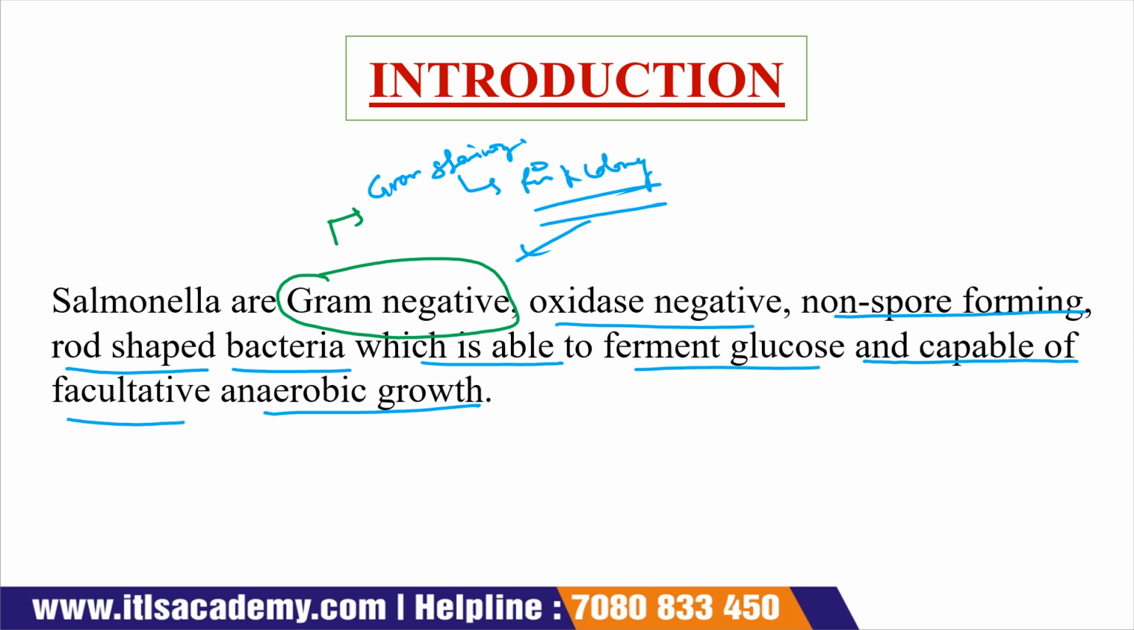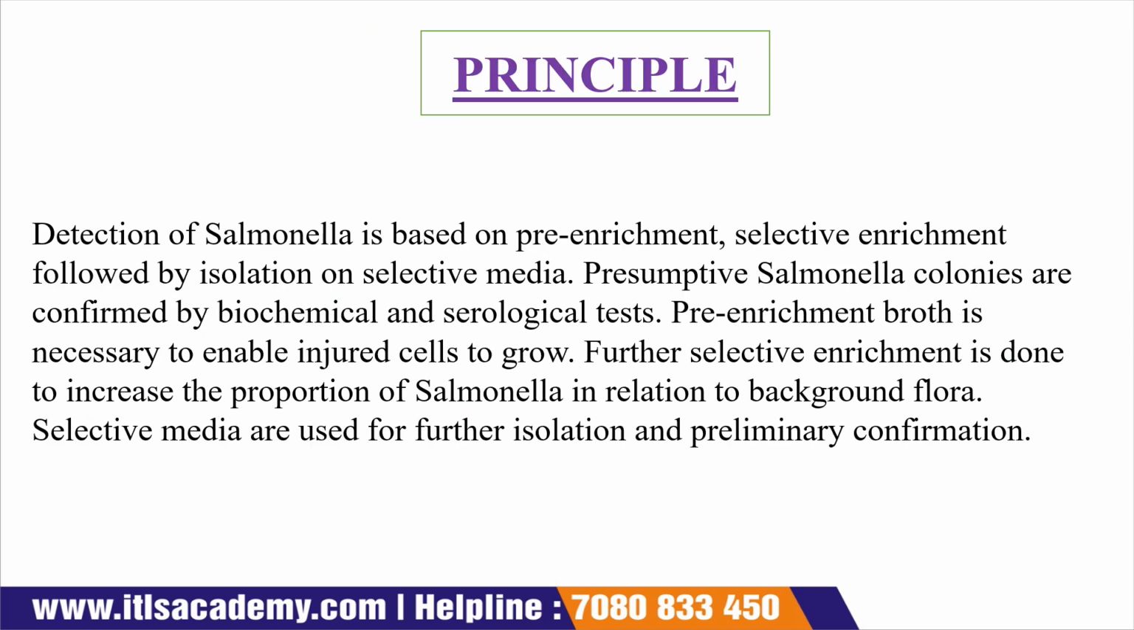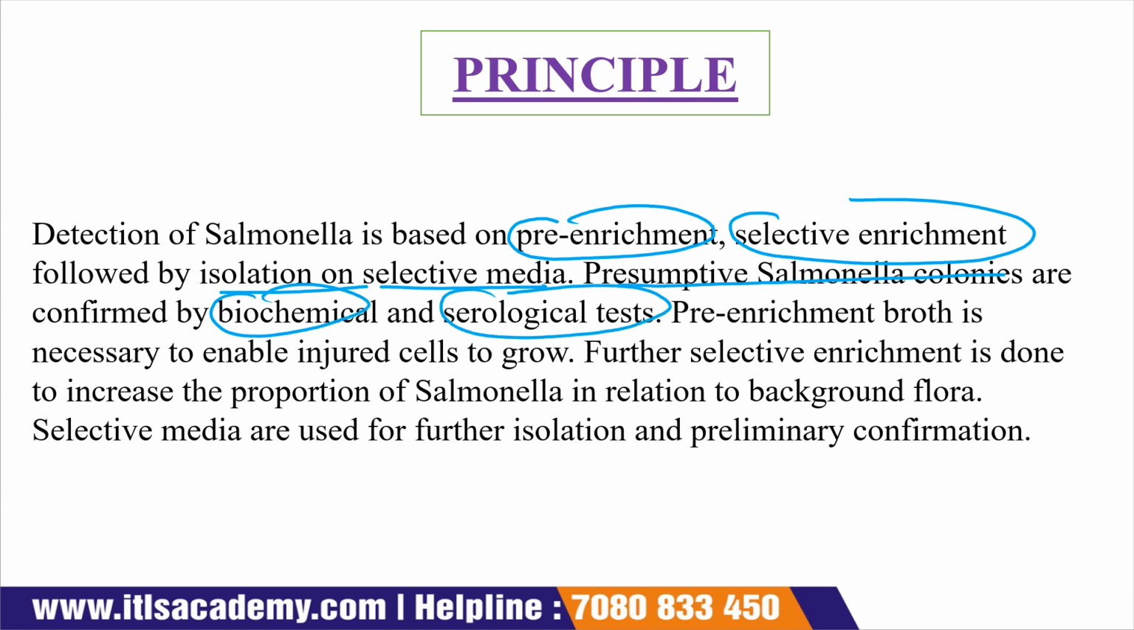Now come to the next slide, that is the principle. We all know that detection of Salmonella is totally based on pre-enrichment and selective enrichment, which are followed by isolation on a selective media. Presumptive Salmonella colonies are then confirmed by different tests, called a biochemical test and a serological test. First we perform a pre-enrichment, then a selective enrichment, which is followed by isolation on a selective media.